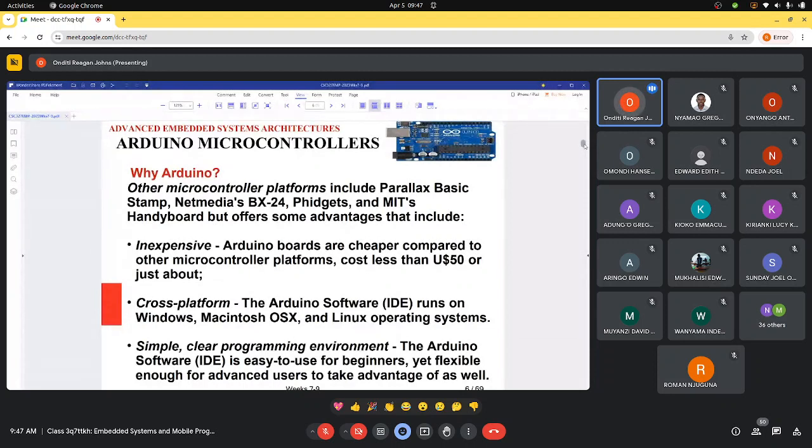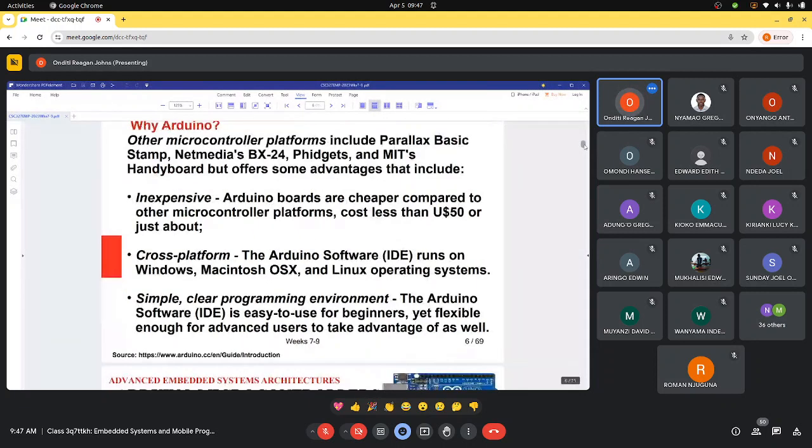Simple and clear environment for programming. We will see how easy it is to interact with the Arduino programming language. But you're also free to have a look at these other languages that can be used to program, like NetMedias and FeedGates, and see what is the difference between those other platforms compared to the Arduino programming language in terms of implementing a workable IDE on an embedded system.